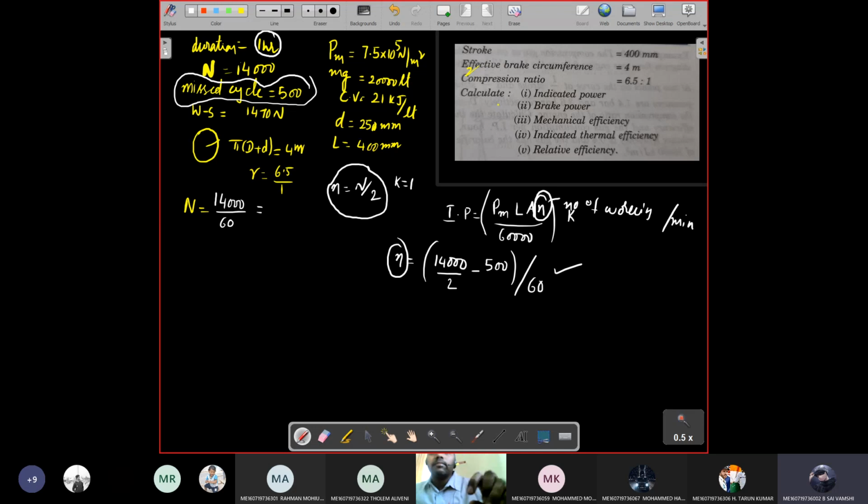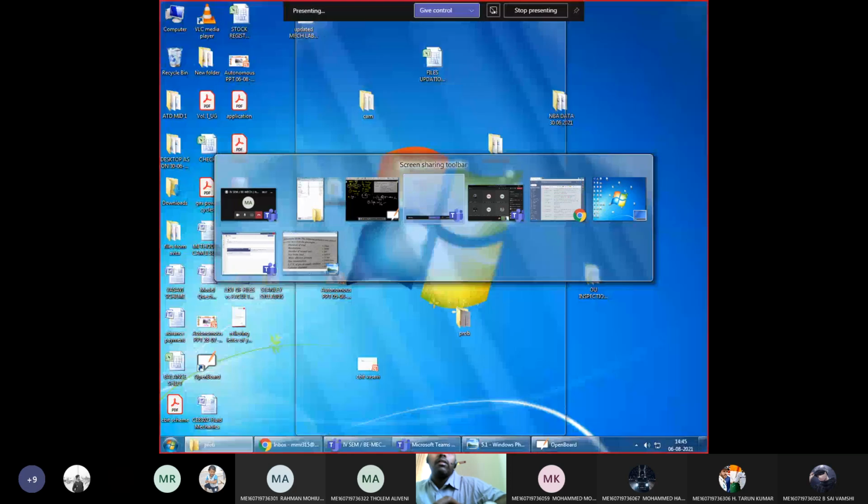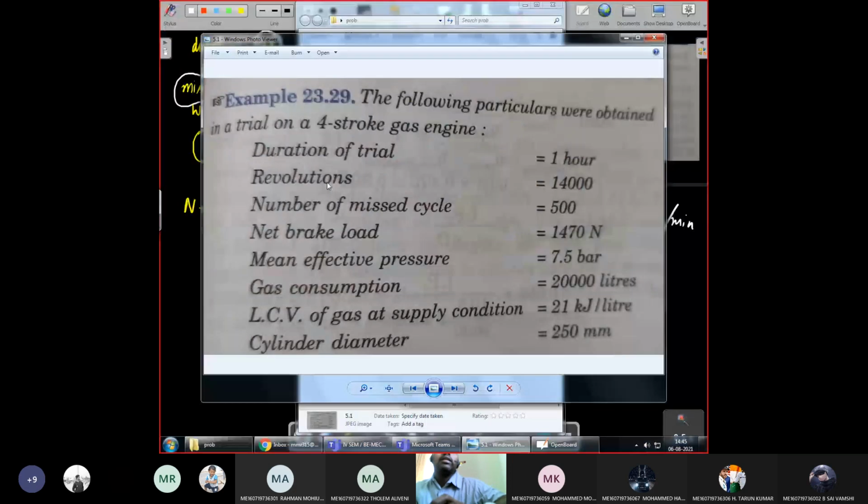Sir, 14,000 is RPM, no sir? No, not RPM. If you go back, here you can see revolutions are given. That is simply mentioned as revolutions, but above that he has mentioned the duration is 1 hour. It means we need to assume that it is per 1 hour.